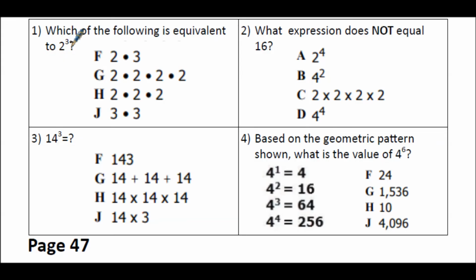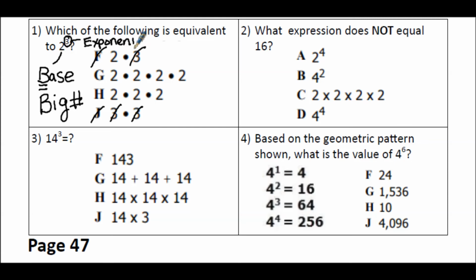Which of the following is equivalent to 2 to the third power? Now, 2 is our base, and this is going to be the B, or big, number that we are going to be repeating. So here I don't have a 2. I have all 2's, and here I don't have 2. So F and J are out because those bases are not correct. Now 3 is my exponent. And an exponent of 3 means that I'm going to write this 2 3 times.